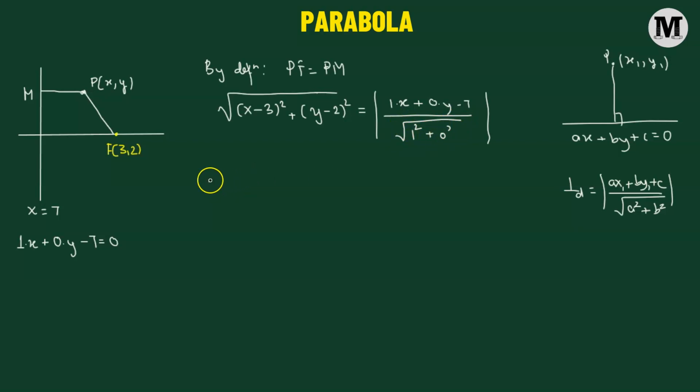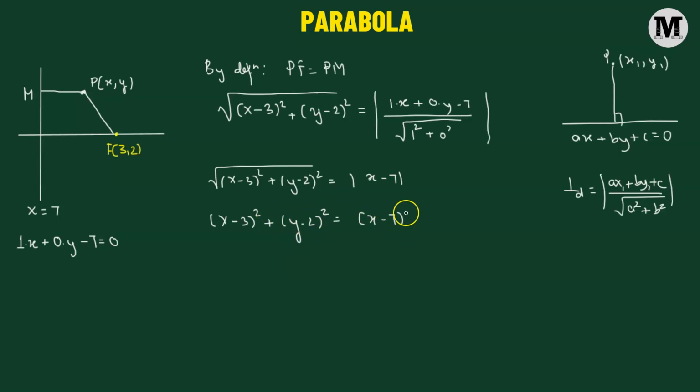Now we will further simplify. We have the square root of x minus 3 whole squared plus y minus 2 whole squared. So this will be equal to the absolute value of x minus 7. We're going to square both sides. Squaring both sides gives x minus 3 whole squared plus y minus 2 whole squared equals x minus 7 whole squared. So let's expand it. We are going to get x squared minus 6x plus 9 added to y squared minus 4y plus 4. That will be equal to x squared minus 14x plus 49.